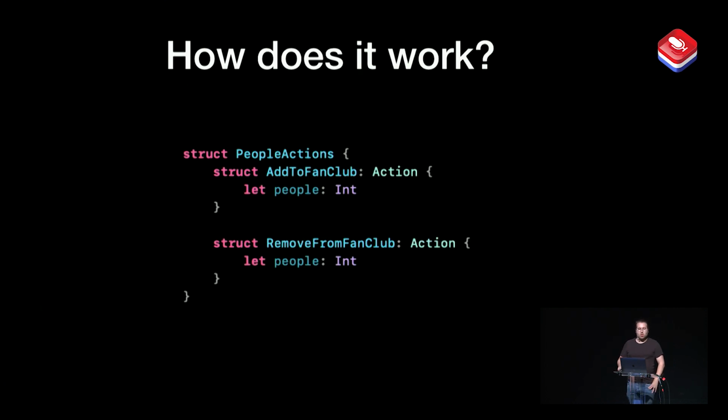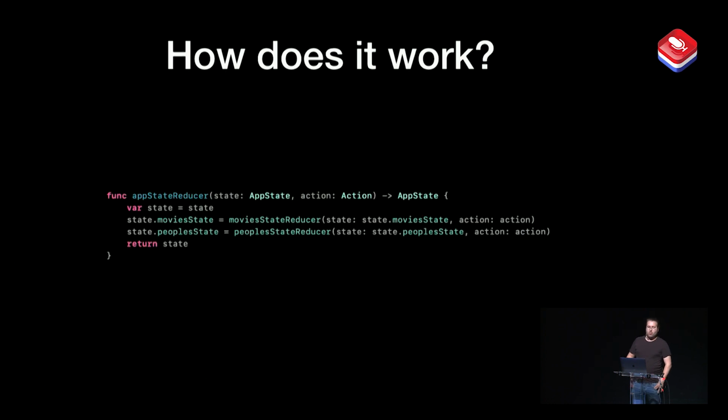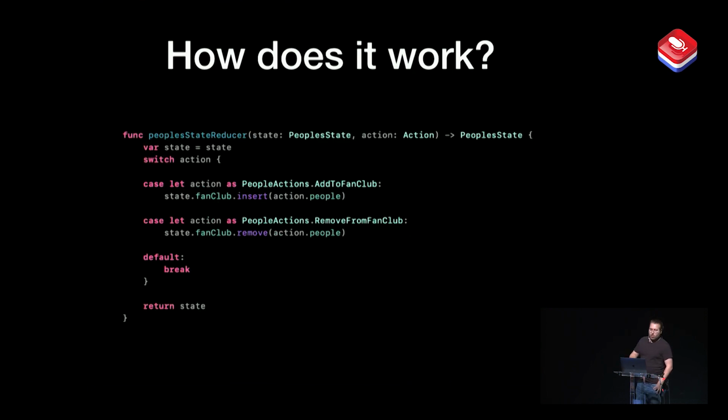My action is just two actions, add to fan club and remove from fan club. So it takes people, just the ID of these people. And the dispatch function. The goal of the dispatch function in my SwiftUI Flux library is to take the current state and take the action, and the reducer will evaluate the action and return a new state. So if you look at my main application reducer, I reduce my movie state and my people state. And the most interesting part, where I want to go, is my people state reducer.